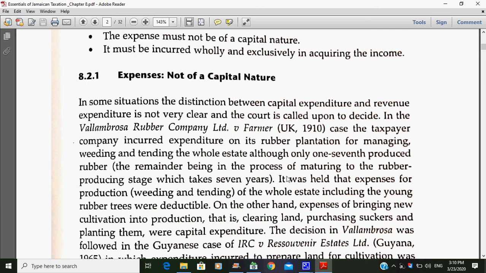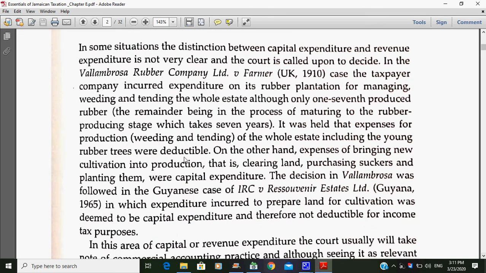It was held that the expenses for production, such as weeding and tending, of the whole estate, including the young rubber trees, were deductible. On the other hand, the expenses of bringing new cultivation into production, that is, clearing land, purchasing suckers and planting them, were capital expenditure.